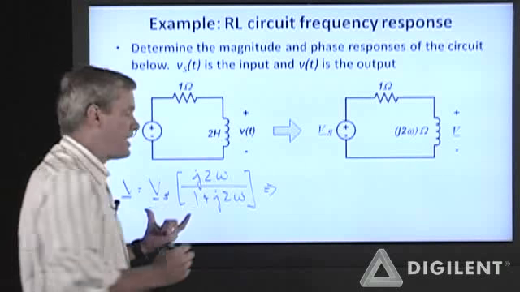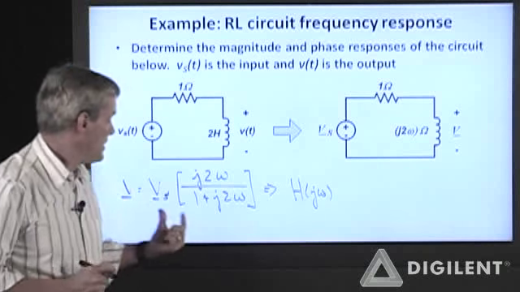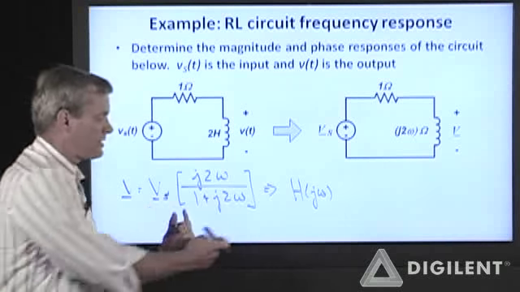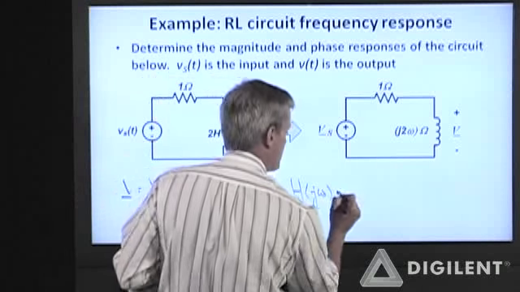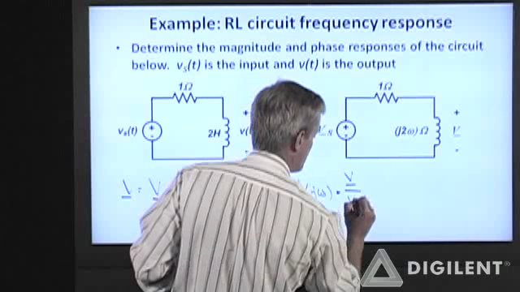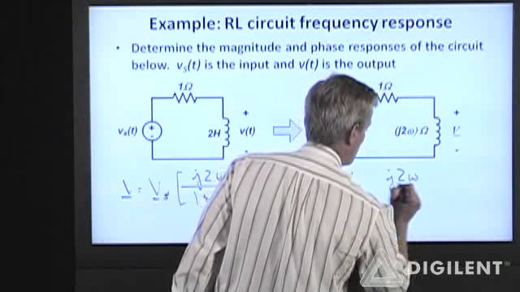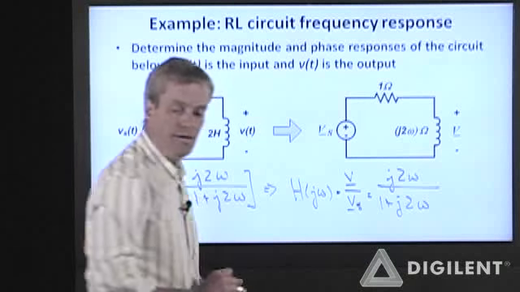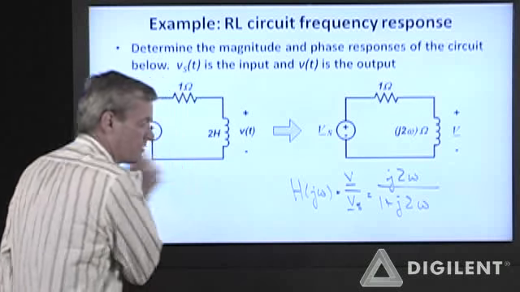Now, from this, I can determine the frequency response, H of J omega. The output is equal to the frequency response times the input, so this is simply my frequency response. So the frequency response is the ratio of the output to the input. That is going to be J2 omega over 1 plus J2 omega. Now I need to determine the magnitude and the phase of this.